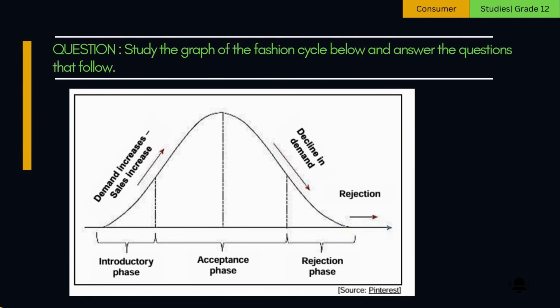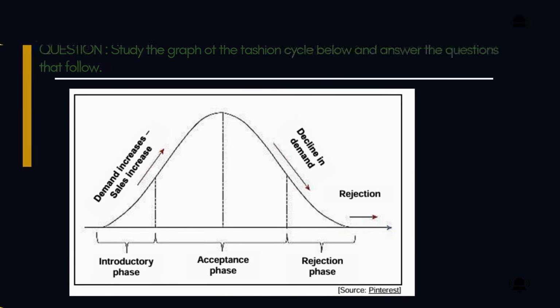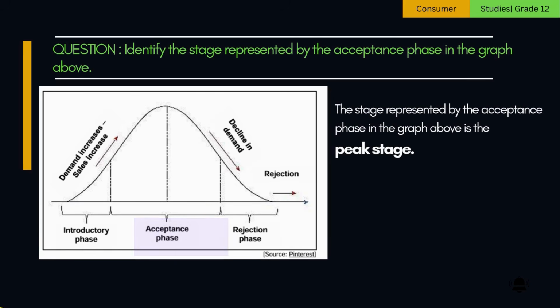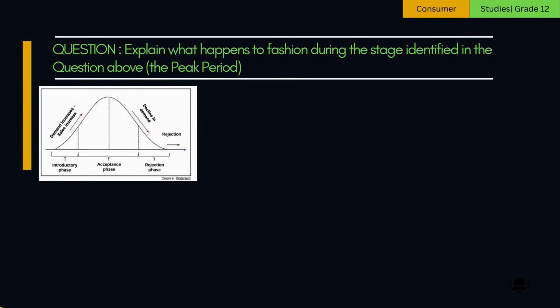Study the graph of the fashion cycle below and answer the questions that follow. Question. Identify the stage represented by the acceptance phase in the graph above. The stage represented by the acceptance phase in the graph above is the peak stage. Question. Explain what happens to fashion during the stage identified in the question above, the peak period.